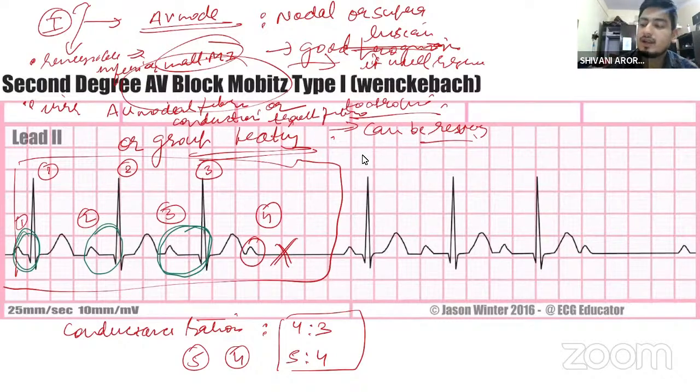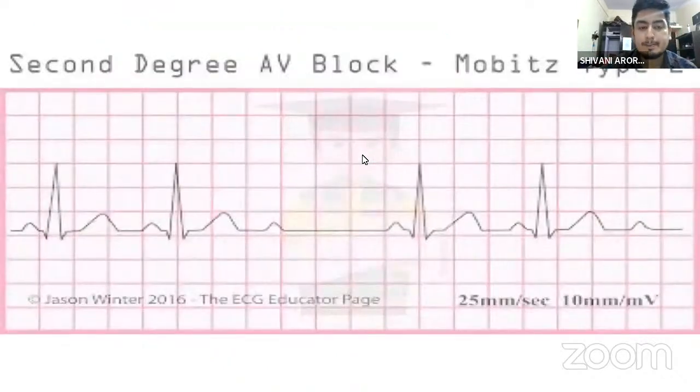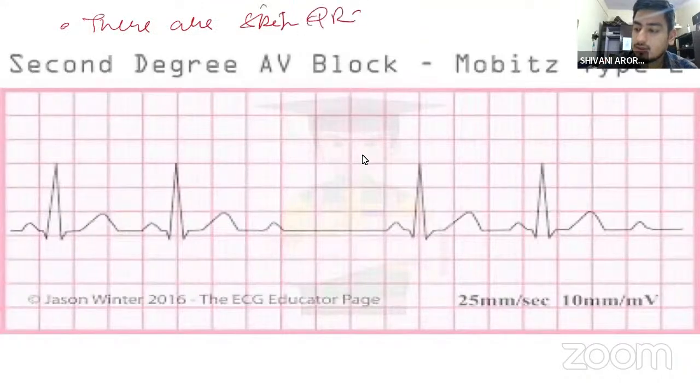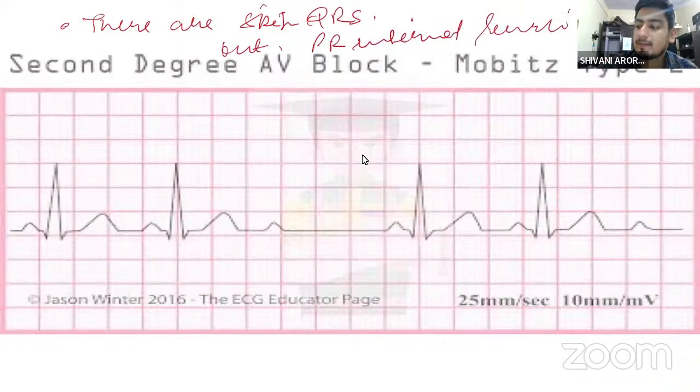Then we have second degree AV block Mobitz type 2. Clear? In this, there are skip QRSs, but the PR interval remains constant. So in Mobitz type 1, there is progressive PR prolongation followed by a skip QRS, but in Mobitz type 2, we have a constant PR interval and skip QRSs at regular intervals. So in this we can see that this PR interval is constant, this is the same, and these are the same.